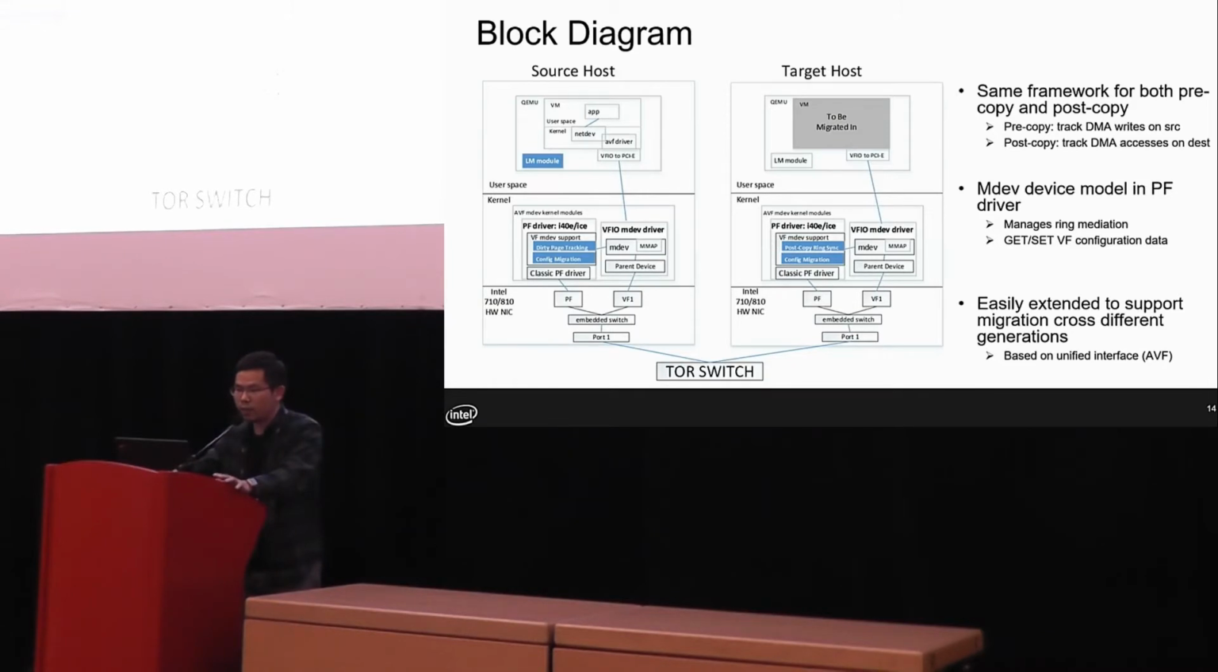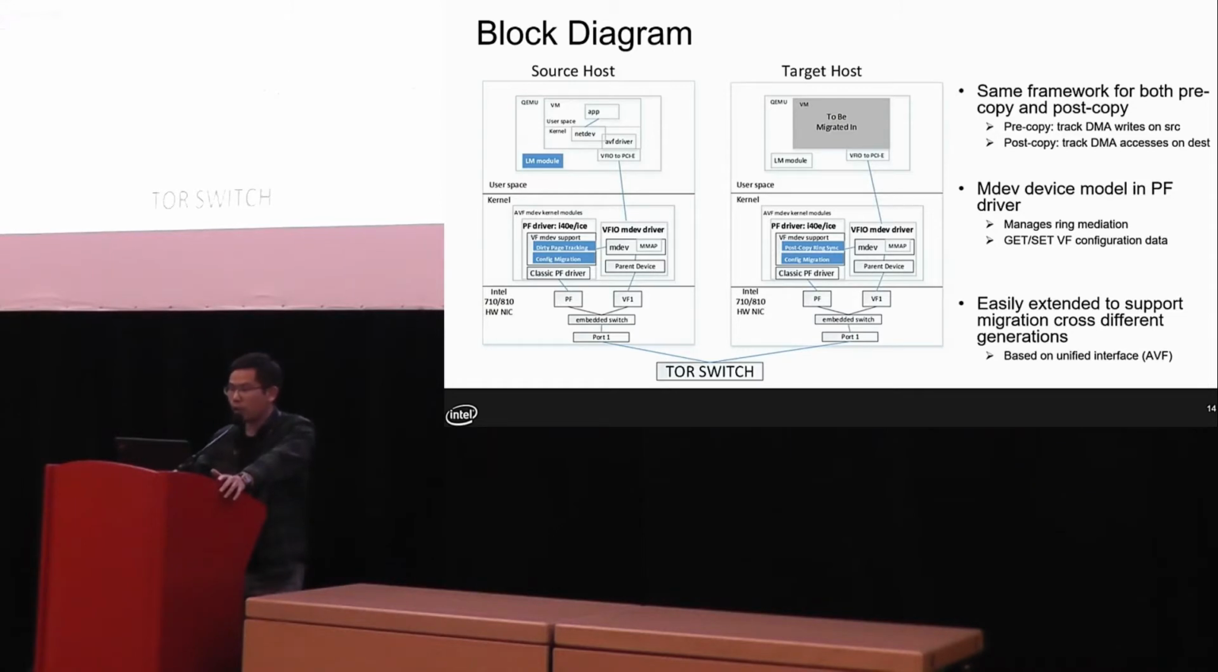Here is a system block diagram. On the left side is the source host, and on the right side is the target host. For both hosts, we separate them into three parts: user space, kernel, and hardware. We also mark the important modules in blue. That is the live migration module in the QEMU, and the dirty page tracking and the post-copy ring synchronize module, etc., in the kernel PF driver.